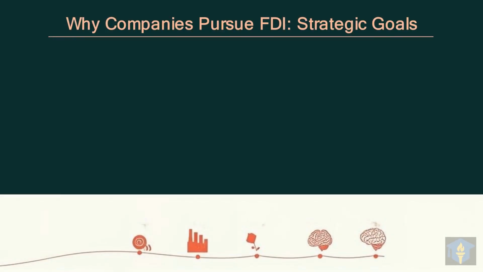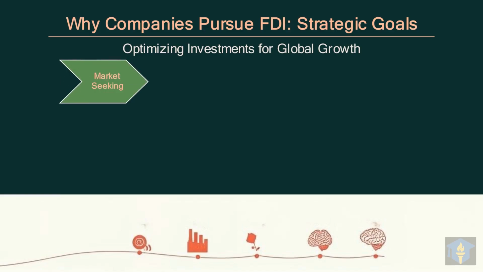Let's now discuss why companies pursue foreign direct investment and their strategic goals. We'll examine how companies optimize their investments for global growth opportunities. First is market-seeking investment, which focuses on accessing new customer bases. Companies use this strategy to tap into growing demand in foreign markets and expand their reach.